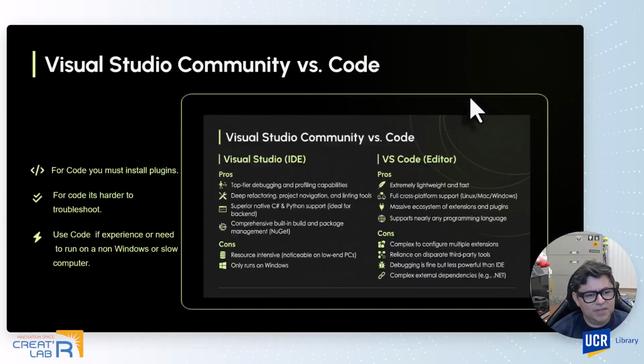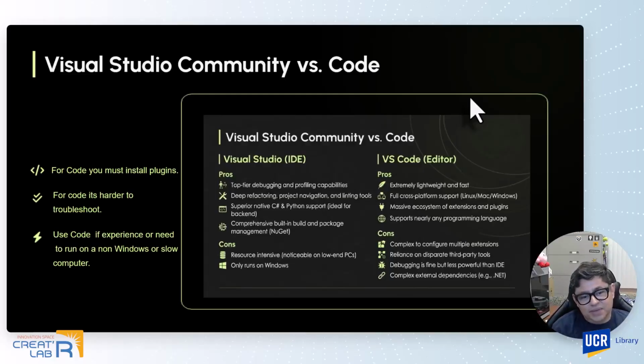Here is a slide if you just wanted to know some of the differences, like the pros and the cons of each. You can see for the Visual Studio IDE, yeah, it does take up a little more space and is a little slower, but it works for C Sharp and Python. We will be using C Sharp for Unity, so that's very important. And then the cons, yeah, it's resource intensive. It only runs on Windows, so if you use a Mac, you're out of luck. You will have to use Code and then install the stuff you need manually.